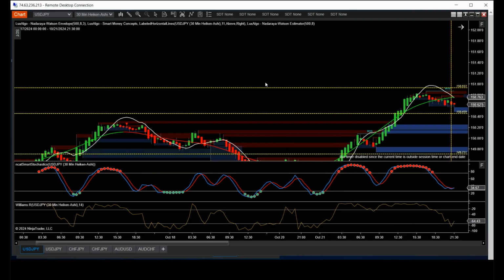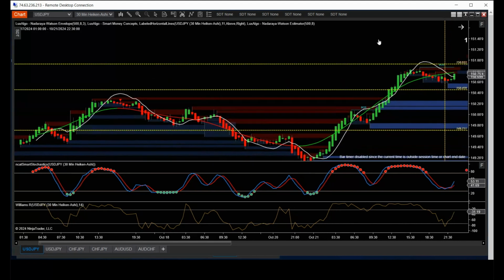Hello, traders. So here's the first trade we're going to take a look at. It was on 10/21. We're looking at the USD JPY. And when I posted the signals, as you can see, we were looking for a pullback to 150.459 with a stop loss at 149.711 and a take profit at 159.33. So let's see how it played out.